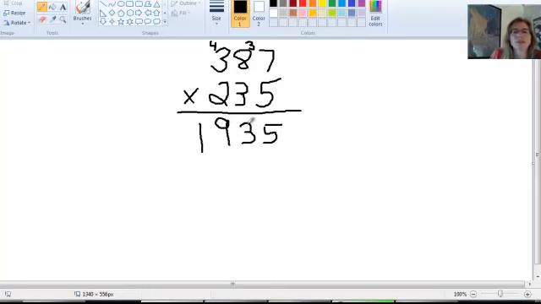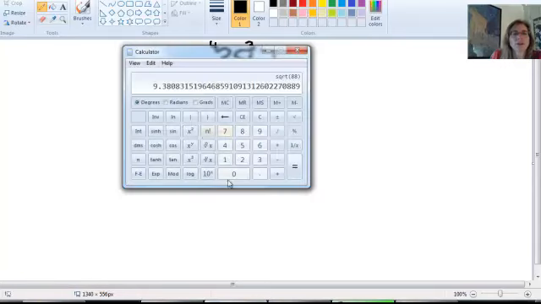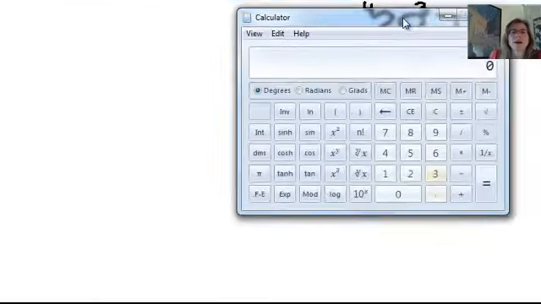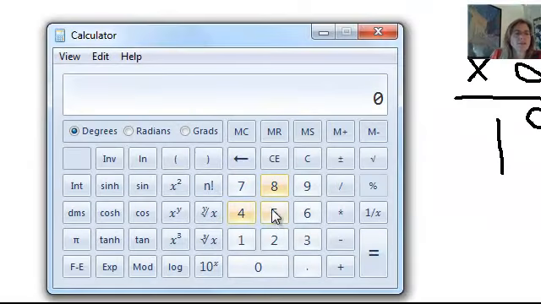So we can check to see if 387 times 5 is 1935. You can pull up your calculator. Whoa, that's a crazy number, huh? And 387 times 5. 1935. So we know we have that one right.